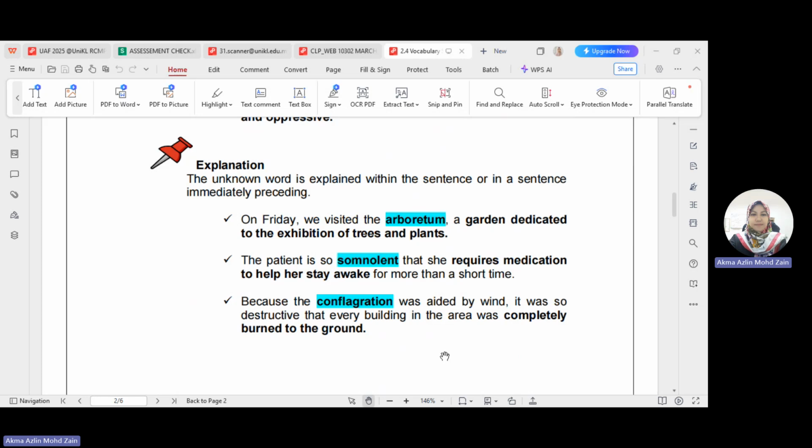Now, the explanation contextual clue. The sentence for the explanation clue might explain the word directly. For example, we visited the arboretum, a garden dedicated to trees and plants. From this, we know an arboretum is a special kind of garden.